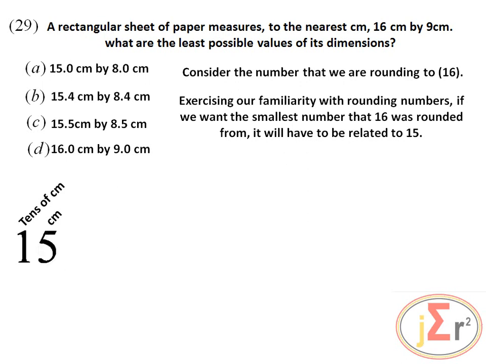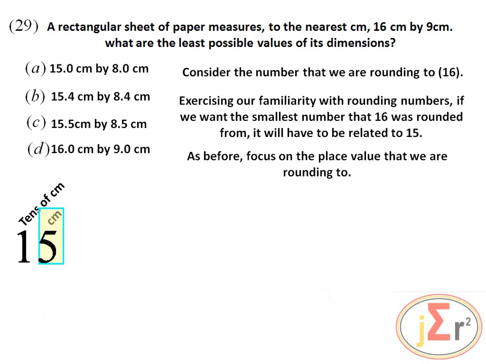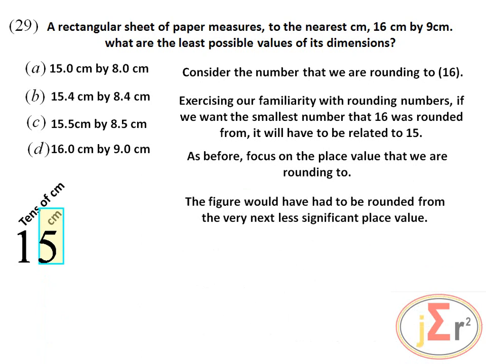So 16 rounded from a smaller figure will have to be related to 15 in some way or the other. As before, focus on the place value that we are rounding to. That is the one that we are rounding to. The figure would have had to be rounded from the very next less significant place value, the tenths of centimeters, which is the one before the one of less significance.